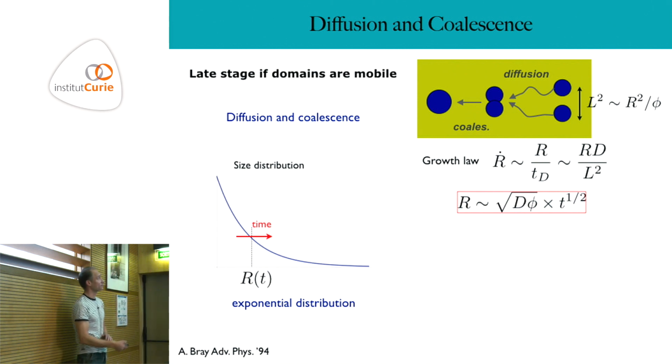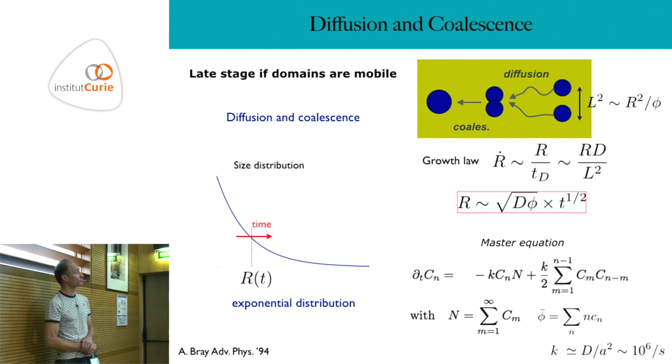What's also very different is that the size distribution of the domains is going to be an exponential. It won't be peaked because the small domains, basically, don't shrink. They are still there. In order for small domains to disappear, they need to find other domains, and this takes more time. So at the end of the day, what you end up with is an exponential size distribution.